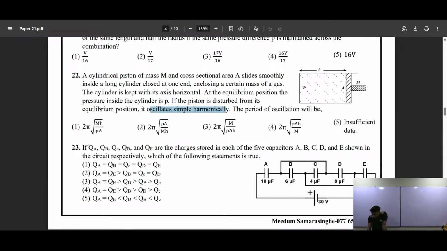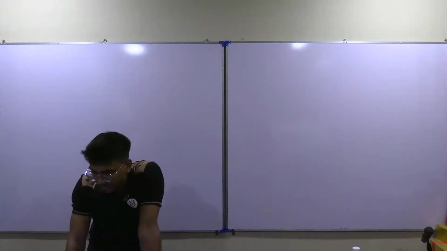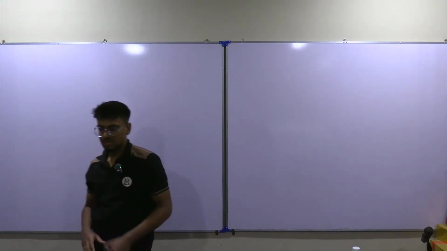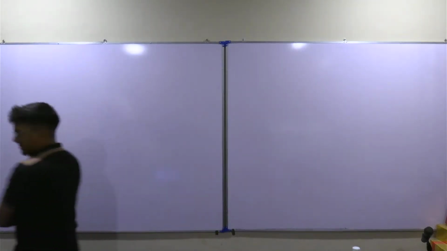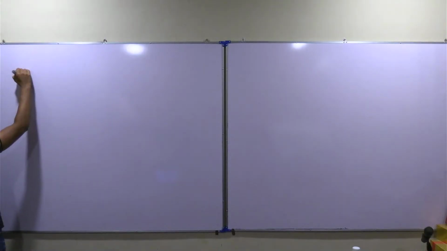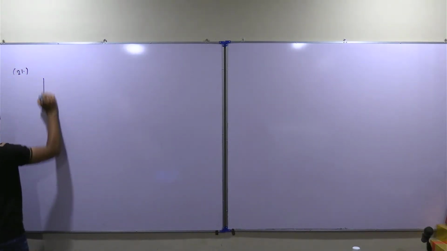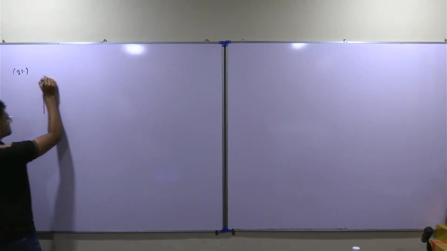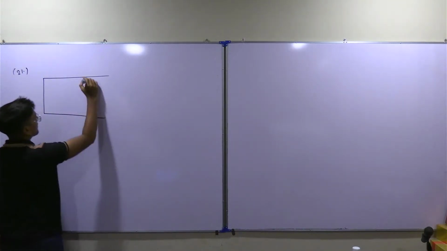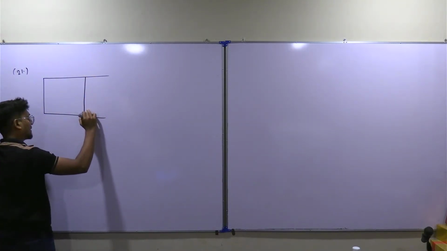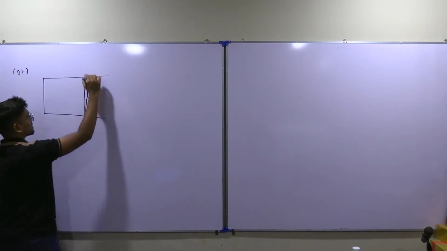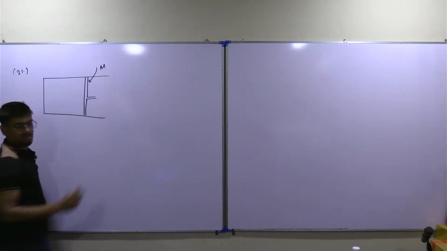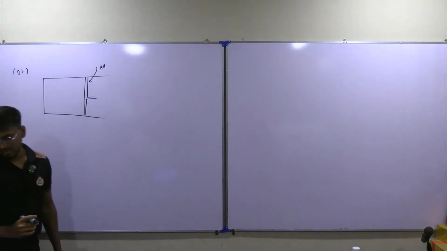Now we need to find the period of oscillation. That is the question. So how to do this question? Now there is a piston. There you have a piston cylinder arrangement. The cylinder is kept horizontally as shown, and the mass of the piston is capital M. That is given.